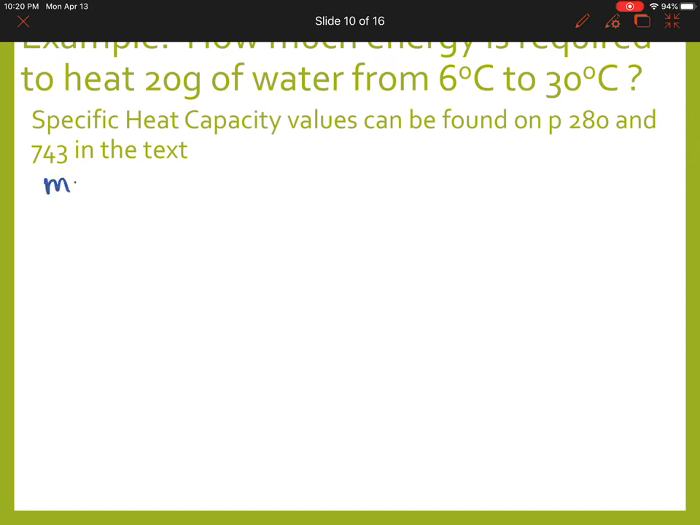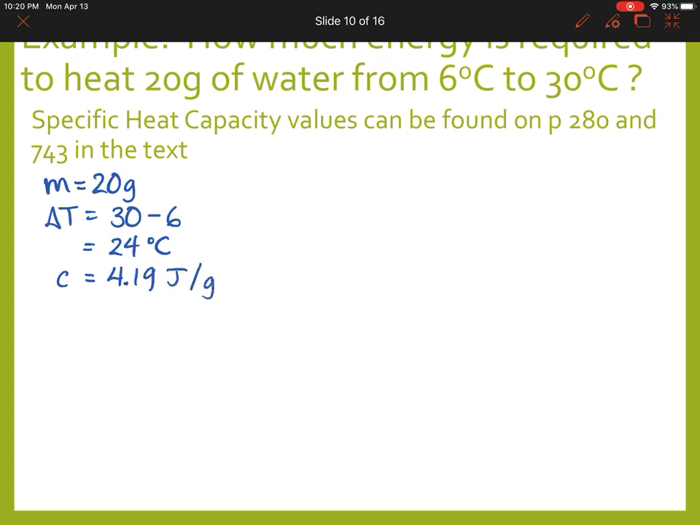Okay, so the mass of the water is 20 grams. The change in temperature goes from 6 degrees to 30. So my final is 30. I started at 6, so that's a change of 24 degrees Celsius. And if I look up in one of the data tables, my specific heat capacity for liquid water, it is 4.19 joules of energy to raise 1 gram of water by 1 degree Celsius.